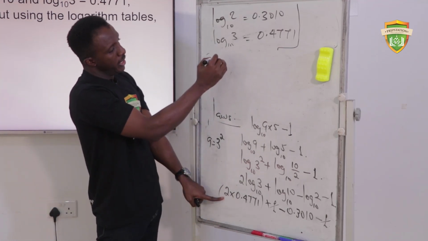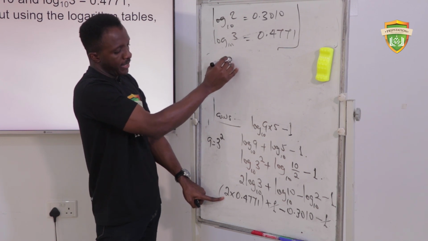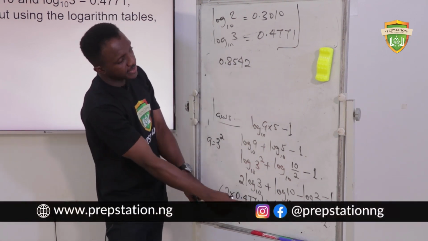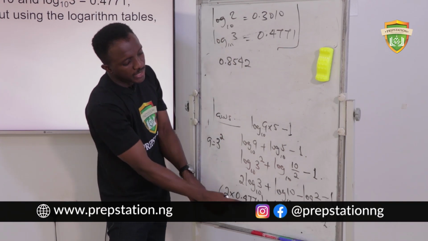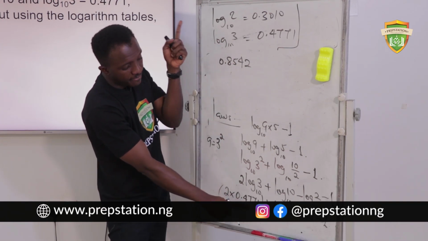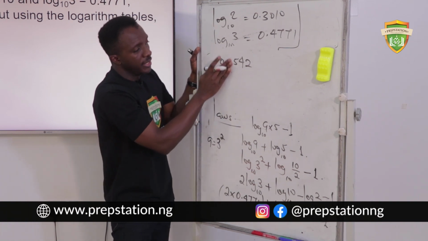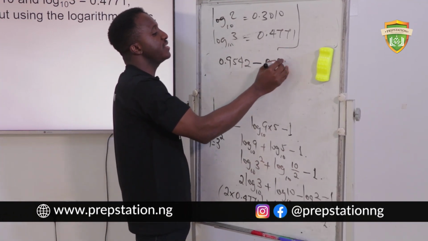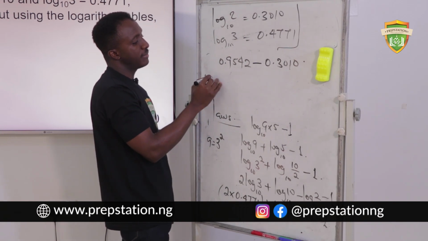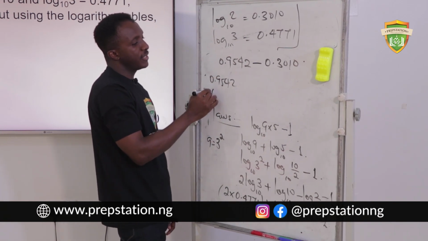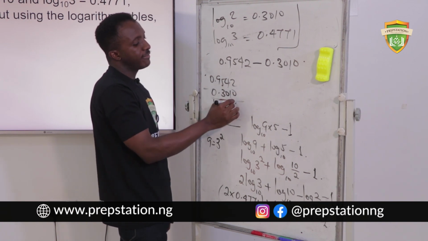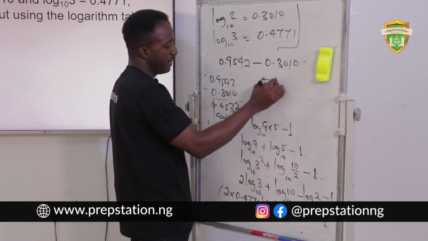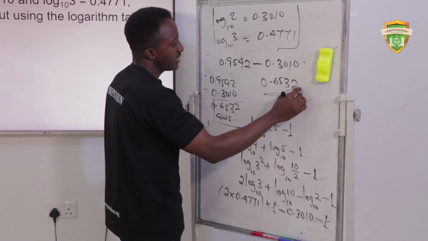If you multiply this, you're going to have 0.8542. 2 times 1 is 2, 2 times 7 is 14. You put a 4 there and take the 1 up. 2 times 7 is 14. 14 plus 1 is 15, 5. And then we have 1 up there. Okay, my apologies. This should be 9. 0.9542. And then we have minus 0.3010. So if you do the subtraction, you do the mathematics, 0.9542 minus 0.3010. We're going to have 2 here, 3 here, 5 here, and 6 here. 0.6532 is our final answer.